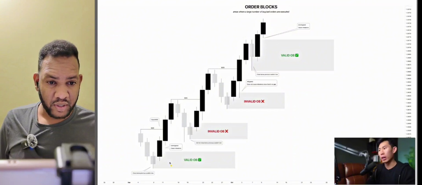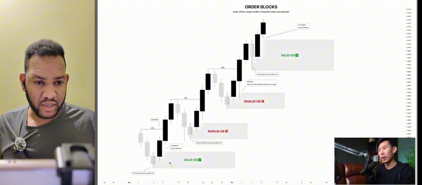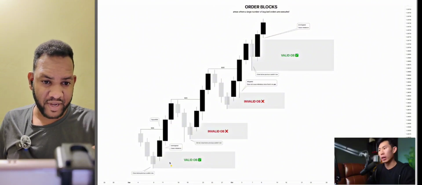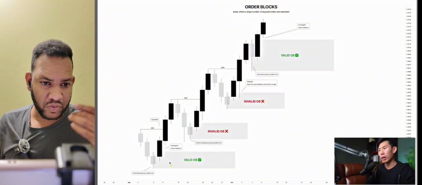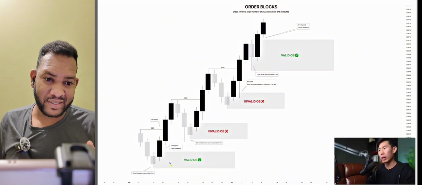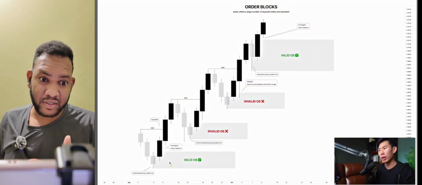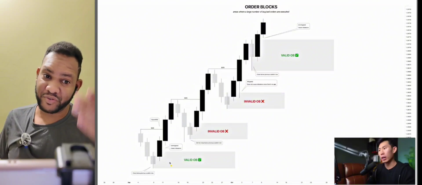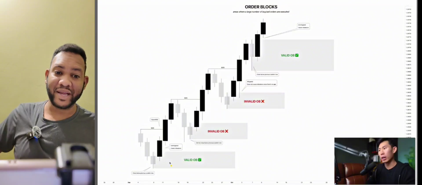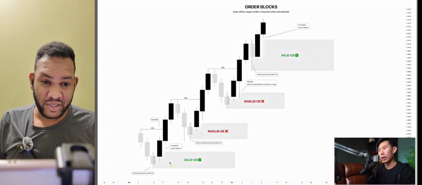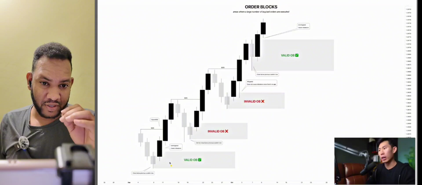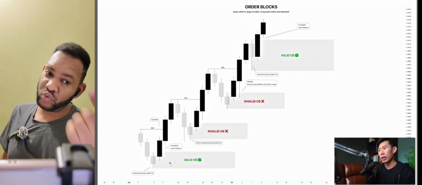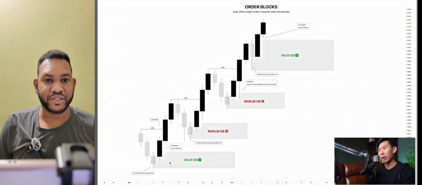So the second one, I'd mark it invalid there. The wick actually went below, so that counts as practically invalid. But the trade looks good and it still runs in the current upward direction. The third one, it was mitigated, right? And it still ran perfectly in the upward direction.